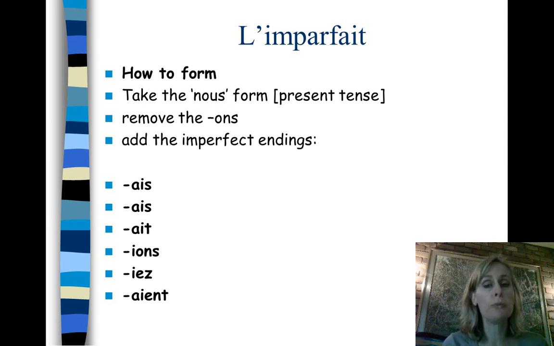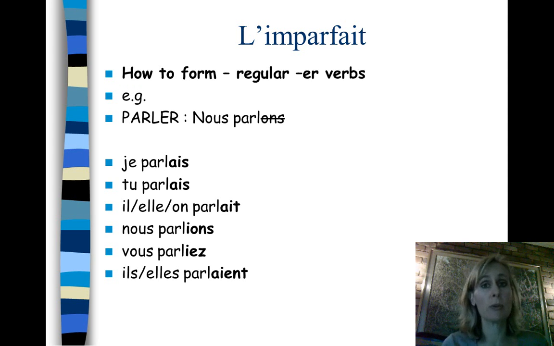It's actually pretty simple to form. We take the nous form of the present tense of a verb, we take off the ons, and then we add the imperfect endings, which are ais, ait, ait, ions, iez, aient. For example, let's look at a regular ER verb like parler.